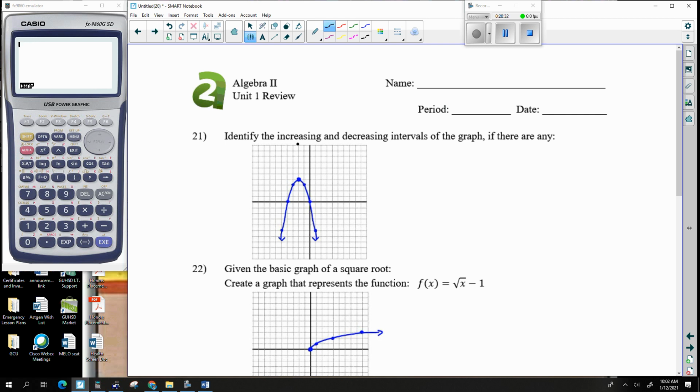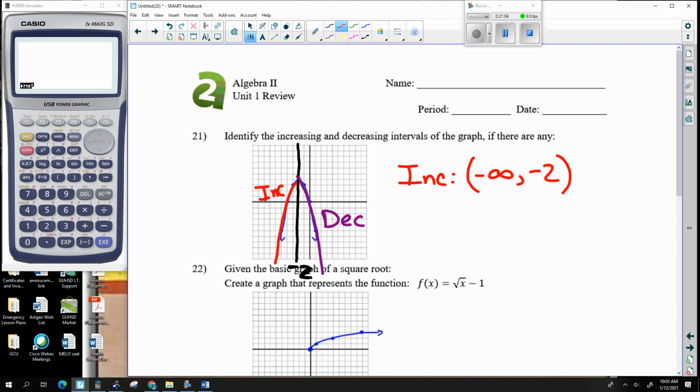Increasing and decreasing, so I see that it will switch right here, which is at -2. -2 is where the switch is. So this is all increasing. This is all decreasing. So we're increasing going up to that -2, and then we're decreasing going away from that -2. So we're increasing from negative infinity to -2, and then we're decreasing from that -2 to infinity.